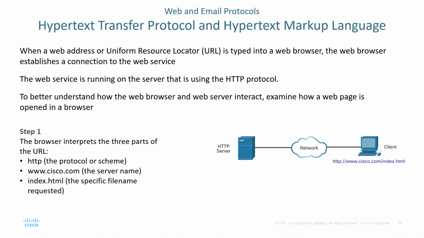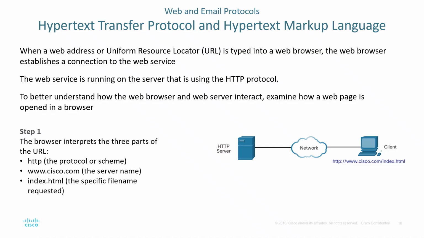So breaking them down one by one, hypertext transfer protocol and hypertext markup language. When a web address or a uniform resource locator, a URL, is typed into a browser, the web browser establishes a connection to the web server. To better understand how the web browser and web server interact, we're going to examine how a web page is opened in a browser. So down in the corner here on the client, that client has typed in www.cisco.com.